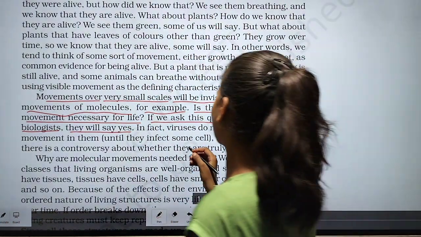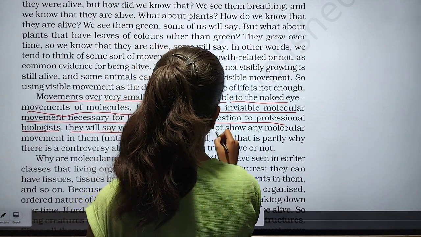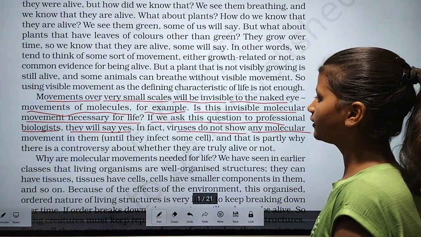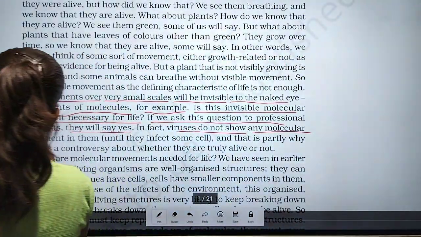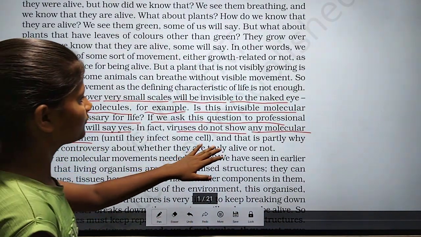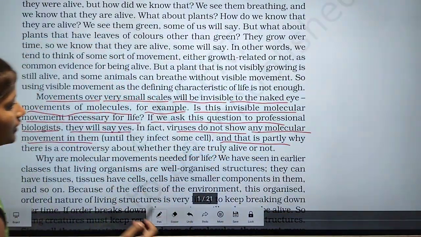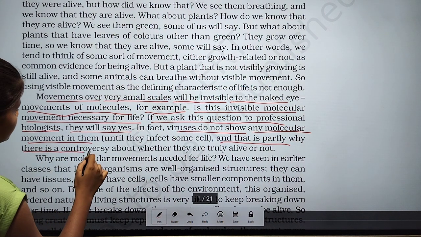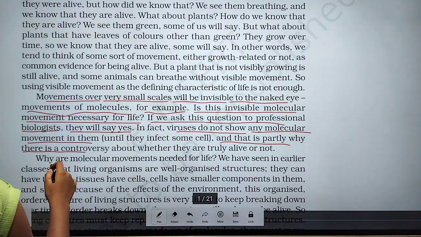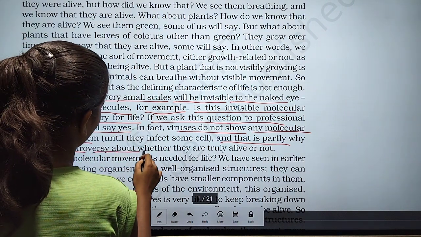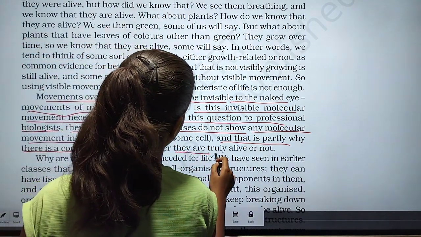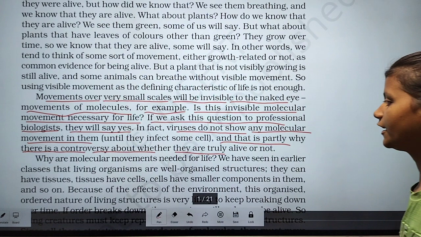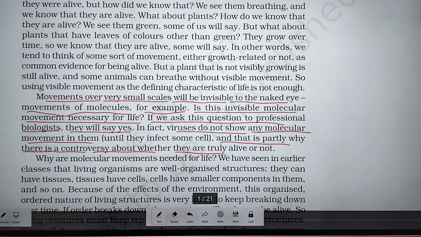In fact, viruses do not show any molecular movement in them, and that is partly why there is controversy about whether they are truly alive or not. Okay.